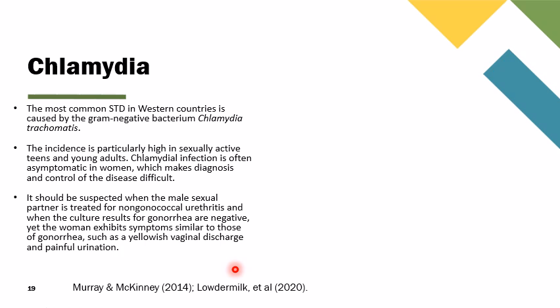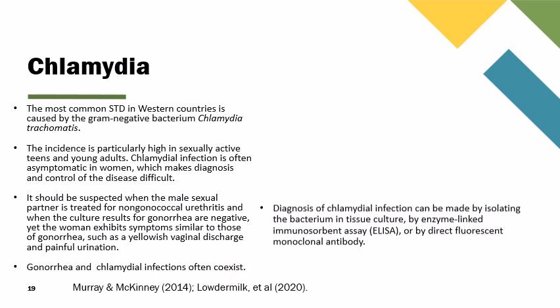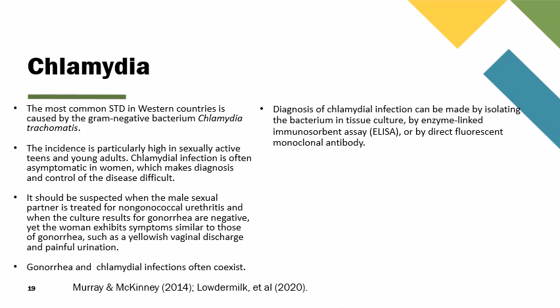It means, if the test for gonorrhea is negative, then the woman needs to have the symptoms, which are yellowish vaginal discharge and painful urination. At the same time, when gonorrhea exists, chlamydia infection may also exist, so we treat both of them at the same time. The diagnosis of chlamydia infection can be made by isolating the bacterium in tissue culture, by enzyme-linked immunosorbent assay, the ELISA test, or by direct fluorescent monoclonal antibody.